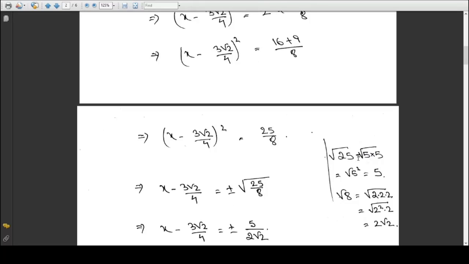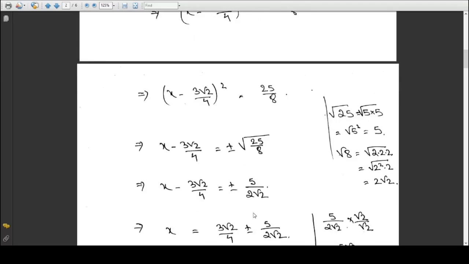Now root of 25 is how much? Root of 25 is 5, square is 25. That means square root of 25 will be 5, and square root of 8, well, the factors of 8 here are 2, 2, 2. That means 2 square multiply 2. When you take the square root, this 2 you can take it outside. It can be taken out of the square root because it's having square. That means 2 root 2. Instead of root 8 we are getting 2 root 2.